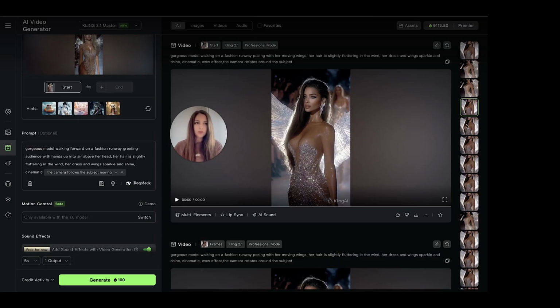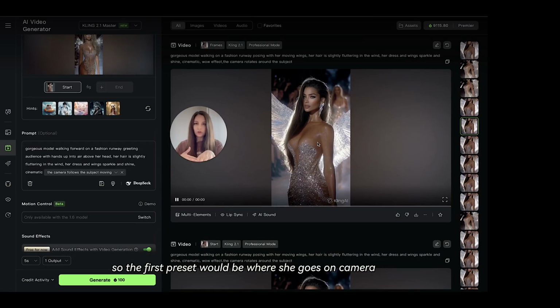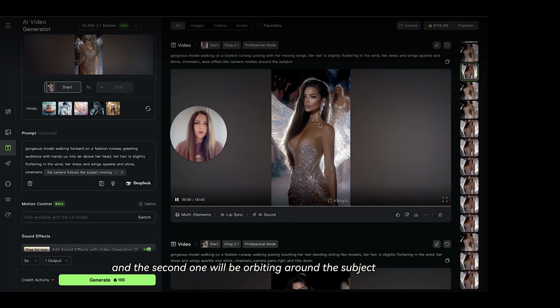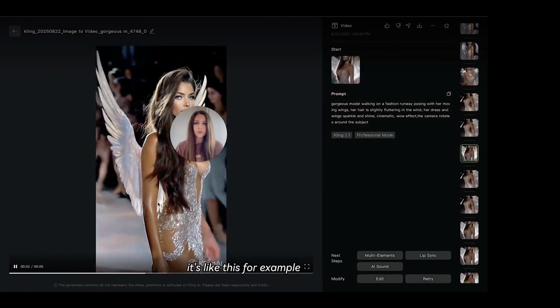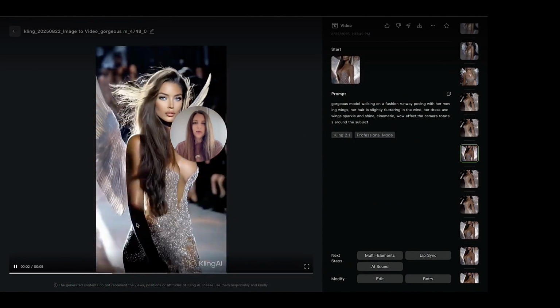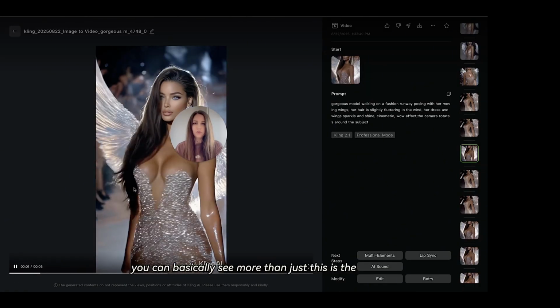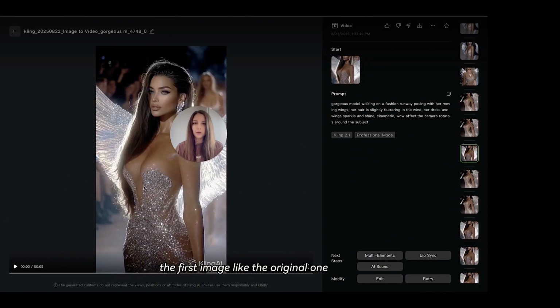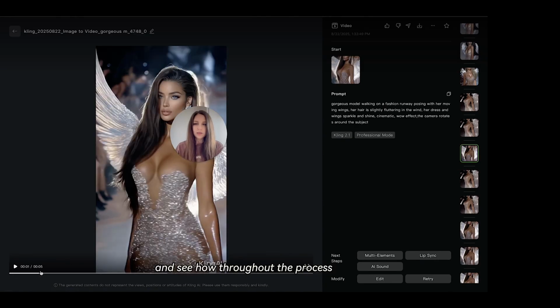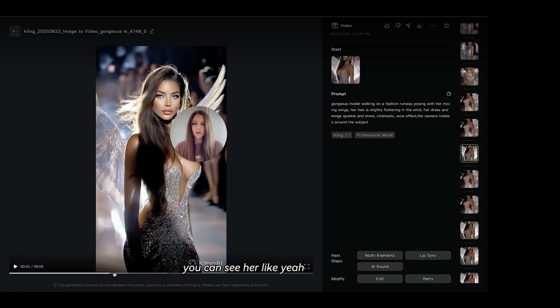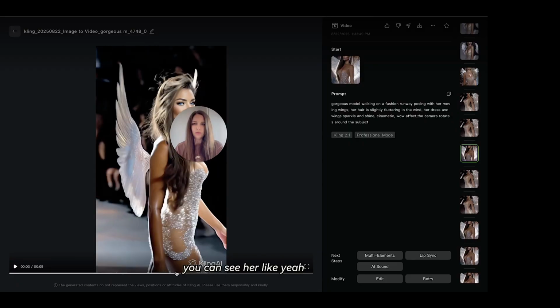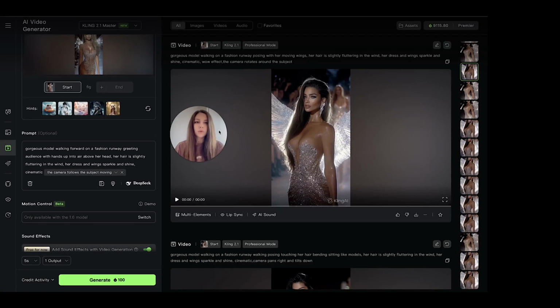So the first preset would be where she goes and the camera follows her, like we saw with the person who raised her hand. And the second one will be orbiting around the subject. It's like this, for example, see, you can see her side, you can see her back. You can basically see more than just the first image, the original one, and see how throughout the process you can see her back, you can see her side, and she will obviously go till the end of the video. So that's the point of making things interesting for a viewer, to not do boring stuff.